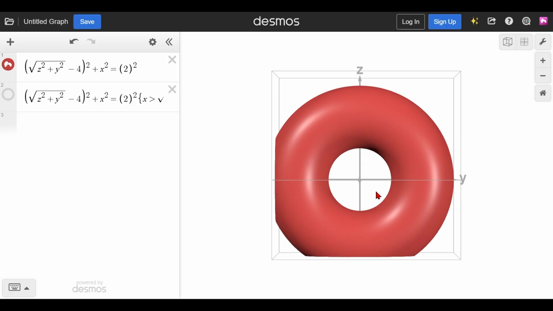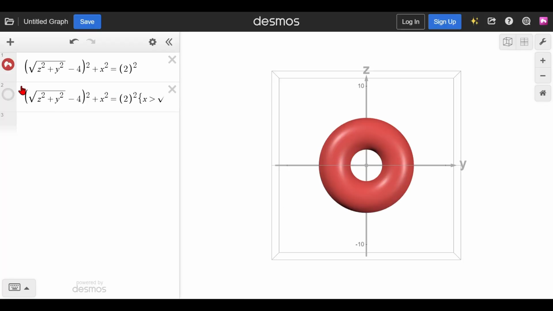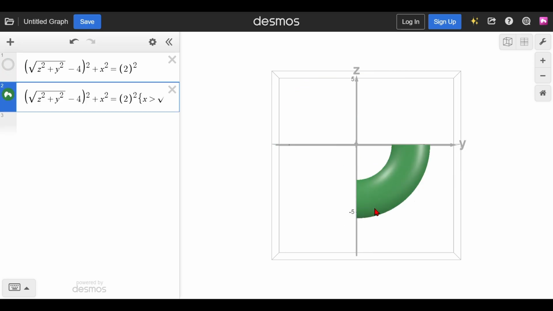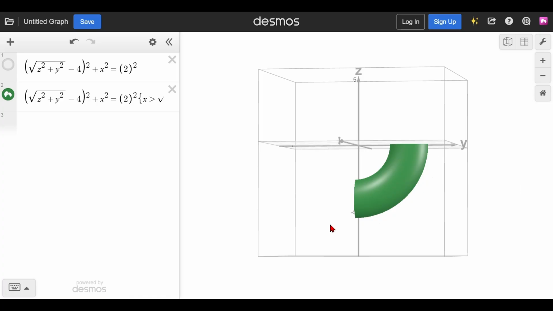And then for the portion of the torus specified here, it asks for x being greater than the square root of 2, y being greater than 0, and z being less than 0. So here, I simply rewrote the same equation to plot this previous torus with the limitations of x being greater than root 2, y being greater than 0, and z being less than 0. And when I turn that on, it looks like this. So it just shows this portion. I can take this big one away, and it just shows this portion. As you can see, it meets those bounds as previously stated.